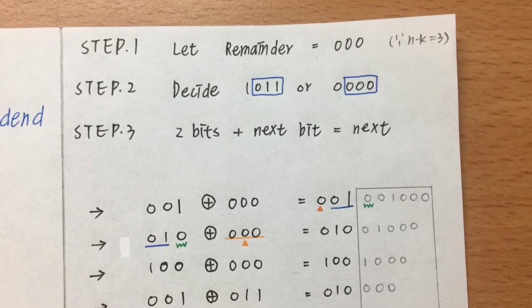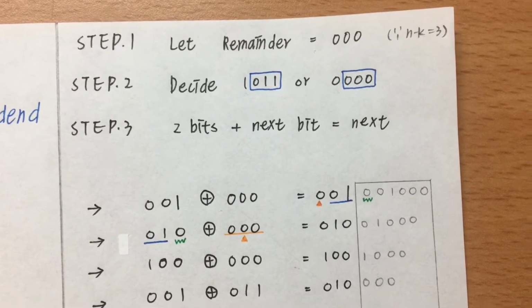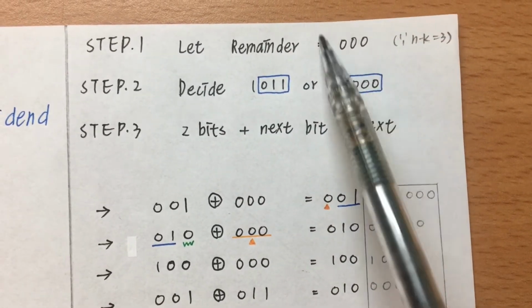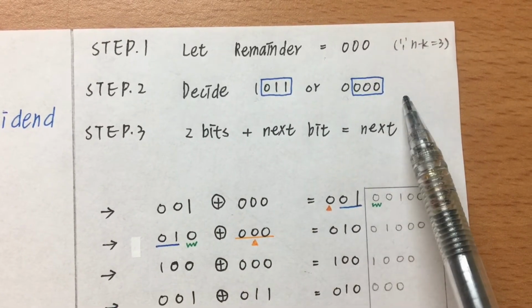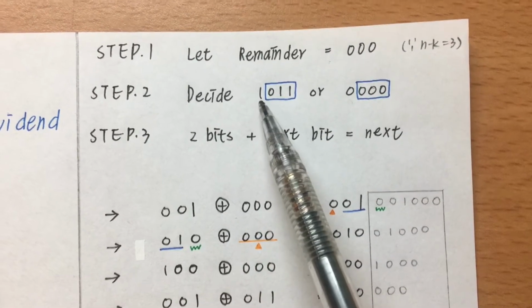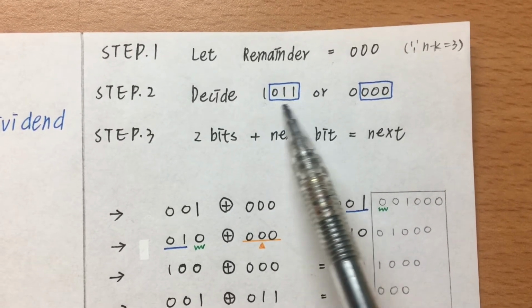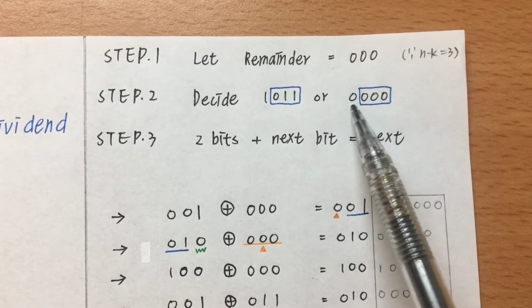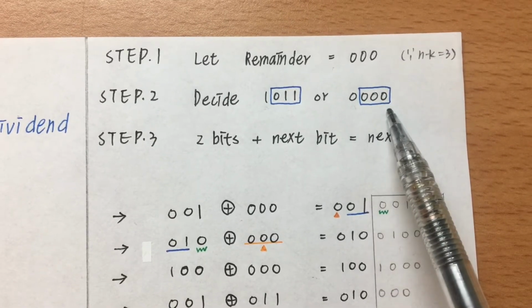Next, let's look at the steps of hardware implementation. First, we assume the remainder is all 0. Second, we use the leftmost bit to make a decision about the divisor. If the leftmost bit is 1, the divisor bits are 0, 1, 1. If the leftmost bit is 0, the divisor bits are 0, 0, 0.